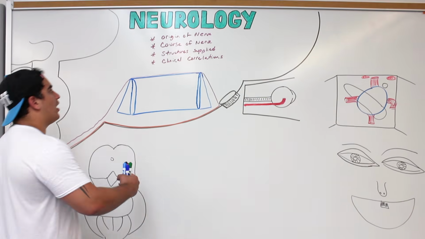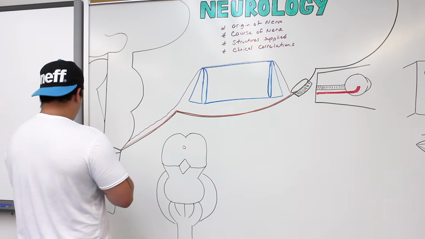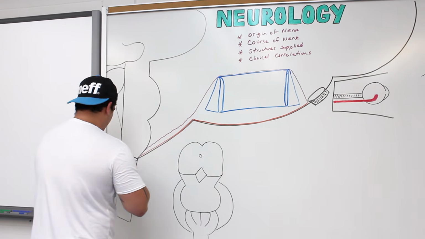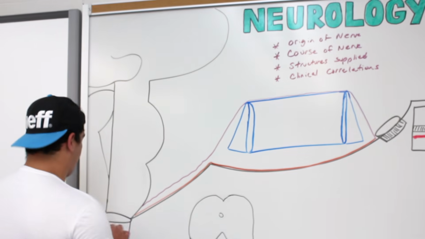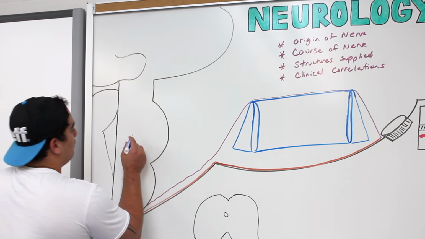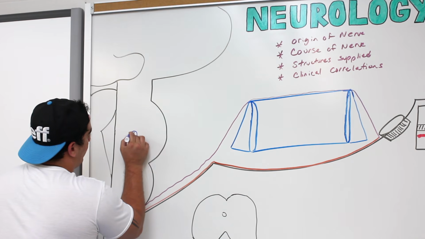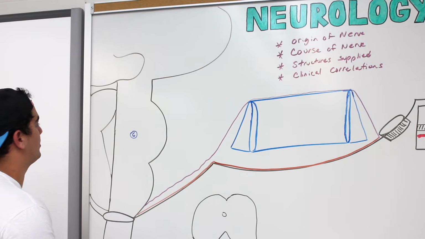So where would you find the sixth cranial nerve? Well, the best way to look at it is like this. We're going to take a look at the lateral view, because the lateral view makes it a little bit easier. All right, so let's go ahead and write this one here. The sixth cranial nerve nucleus is actually located within the pons.